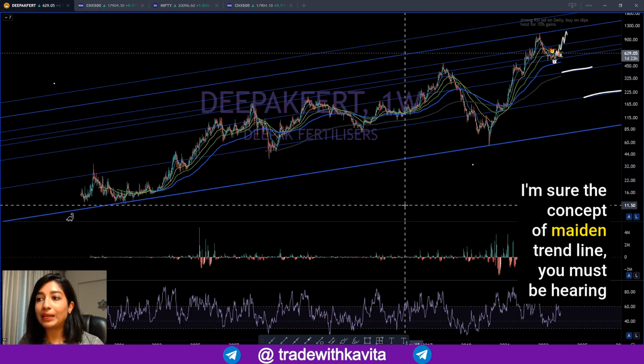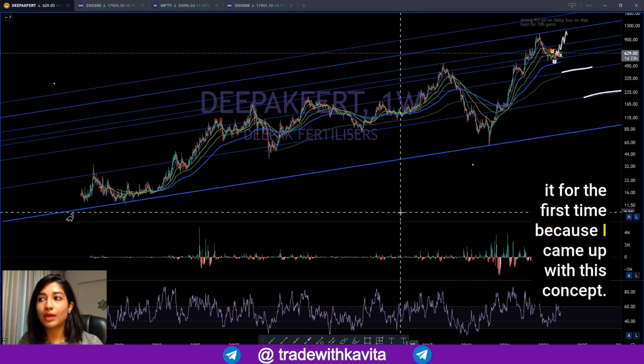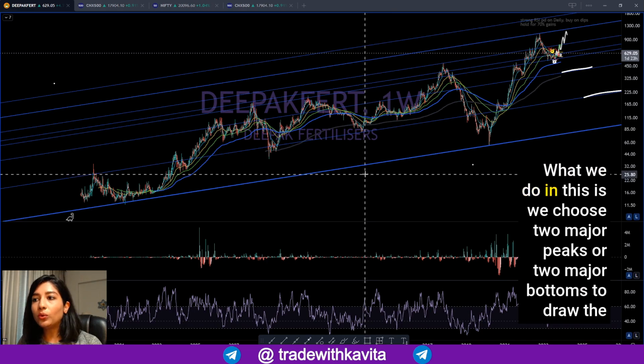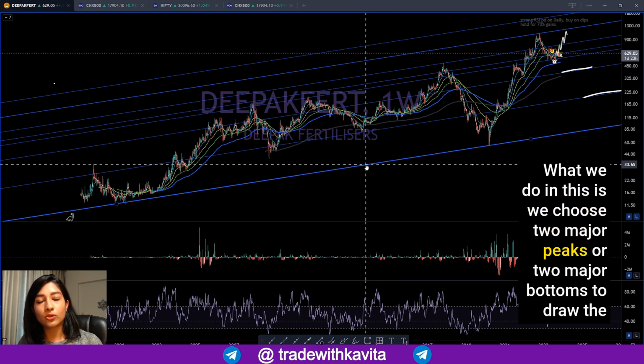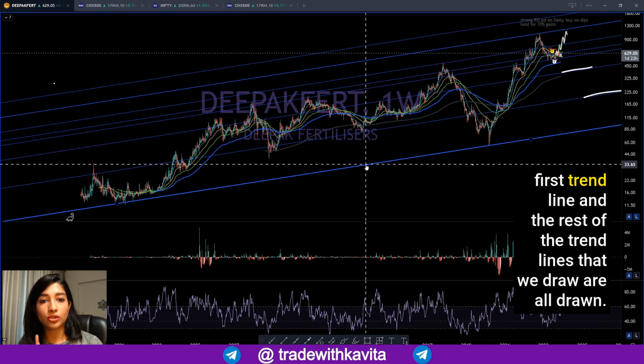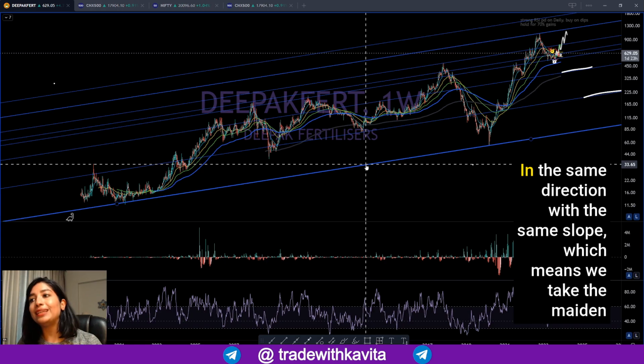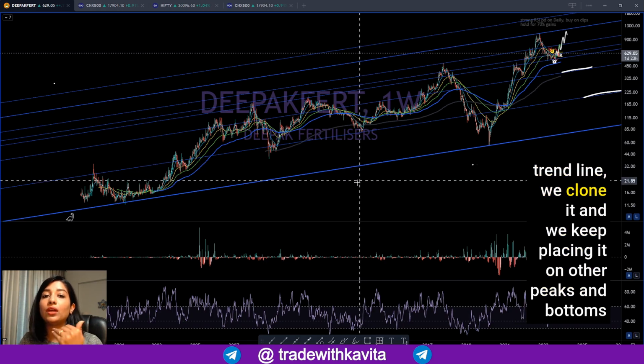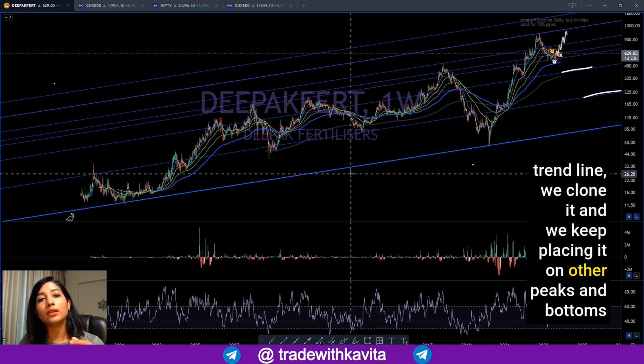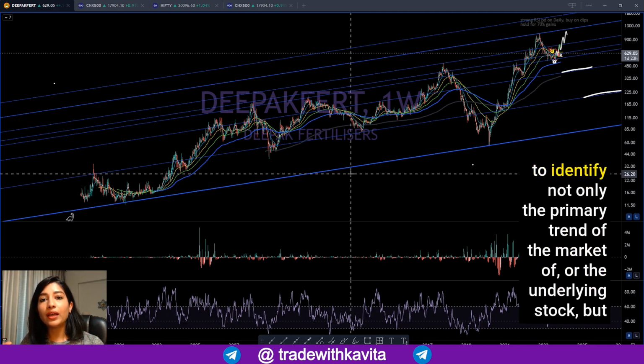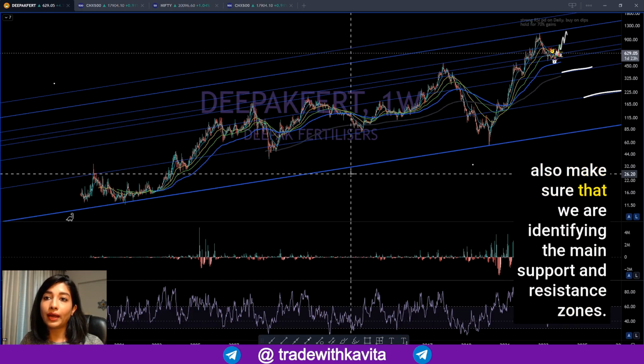I'm sure the concept of the maiden trend line, you must be hearing it for the first time because I came up with this concept. What we do in this is we choose two major peaks or two major bottoms to draw the first trend line, and the rest of the trend lines that we draw are all drawn in the same direction with the same slope, which means we take the maiden trend line, we clone it, and we keep placing it on other peaks and bottoms to identify not only the primary trend of the market or the underlying stock, but also make sure that we are identifying the main support and resistance zones.